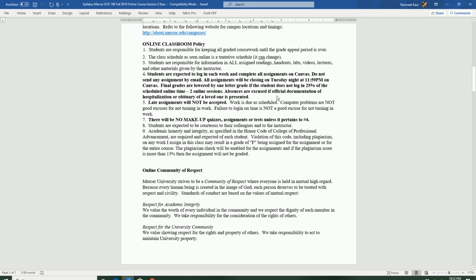Absences are excused if there is official documentation of hospitalization or something. See, we totally understand, it is life, things can happen. Okay, so if there is some kind of emergency, somebody dies in the family, or you get very sick, or you have some duty to do, something which is not in your normal life, the quizzes can be opened. Assignment deadlines can be extended for you, but remember that you have to provide me with the official documentation. Without official documentation, I cannot extend any deadline.